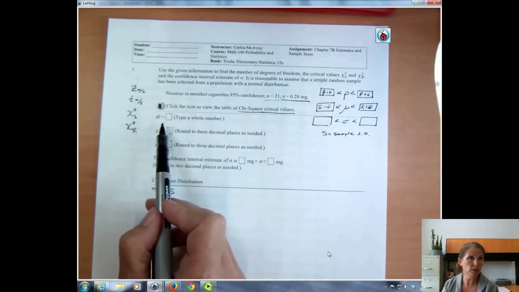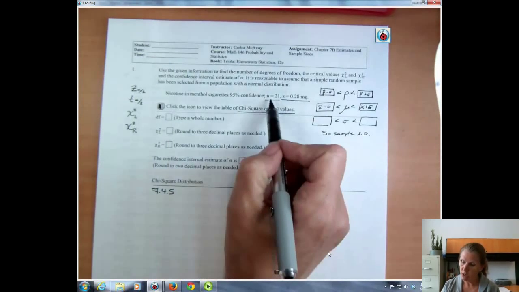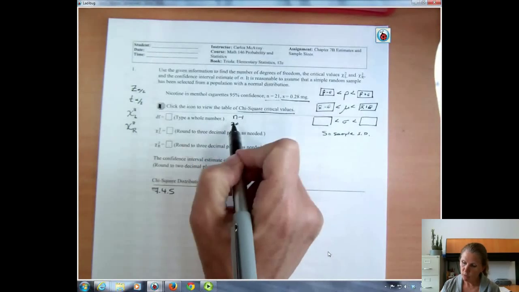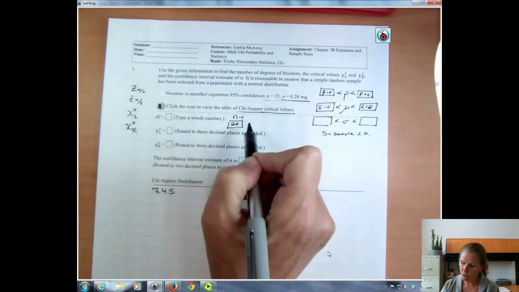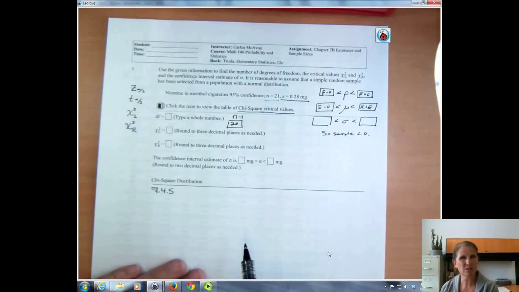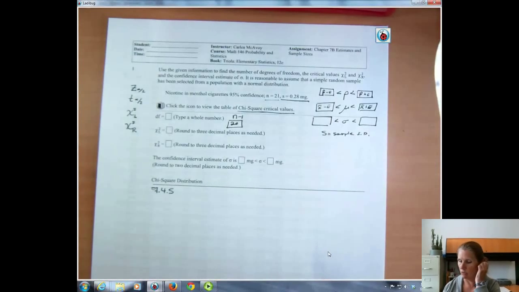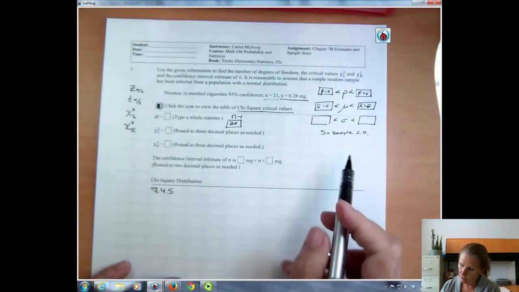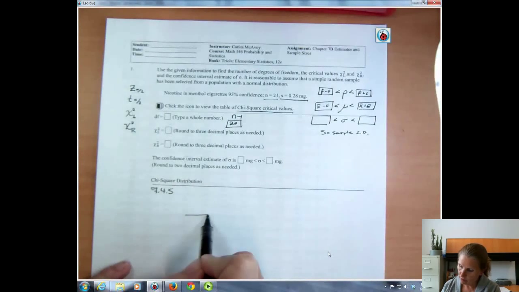The degrees of freedom is the same that we've been doing, and that is n minus 1, which in this case is 20, because we had 21 minus 1. We're still talking about degrees of freedom because this is actually related to those t values. Then we want to find that to the right and to the left. It's a little different when we're talking about chi-squared because we're talking about the area to the right. So let me do two drawings.